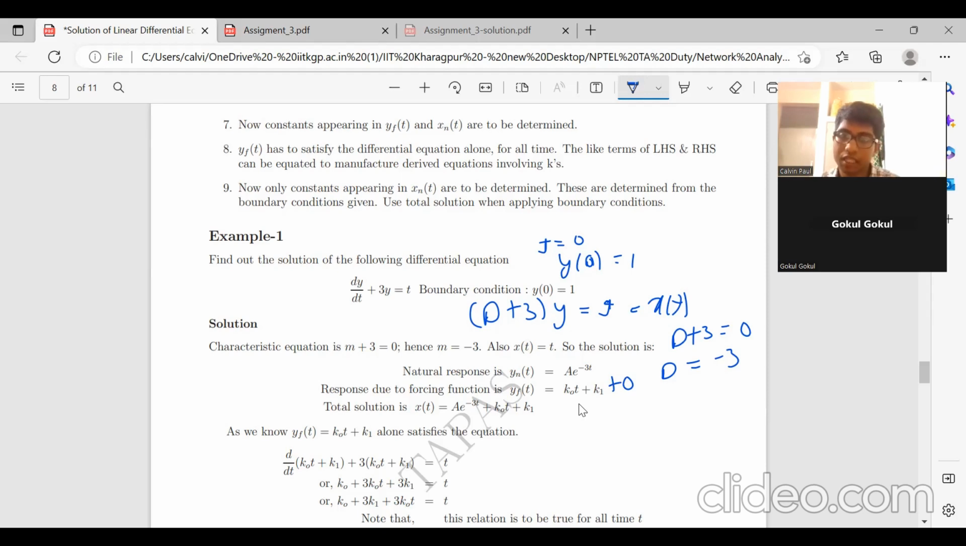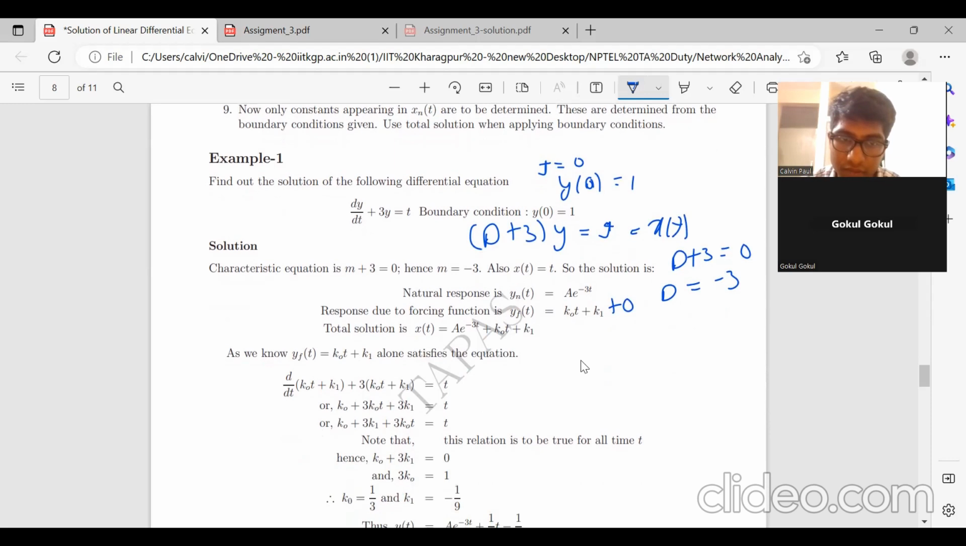Just consider this and then we will start solving an actual sum. We know that the forcing function will satisfy the differential equation, so we substitute the forcing function over here. When we substitute it, we get k0 t plus k1, and when we differentiate it with respect to time we get k0, plus 3k0 t plus 3k1 is equal to t. That is k0 plus 3k1 plus 3k0 t equal to t.